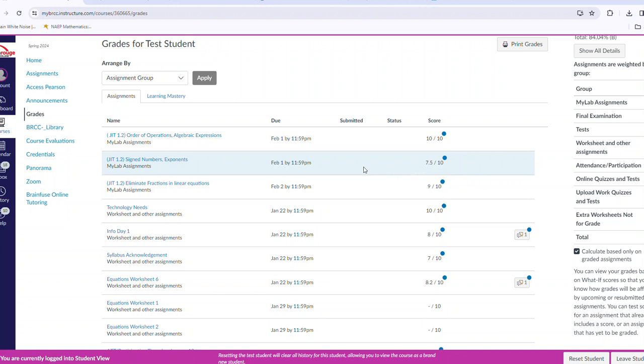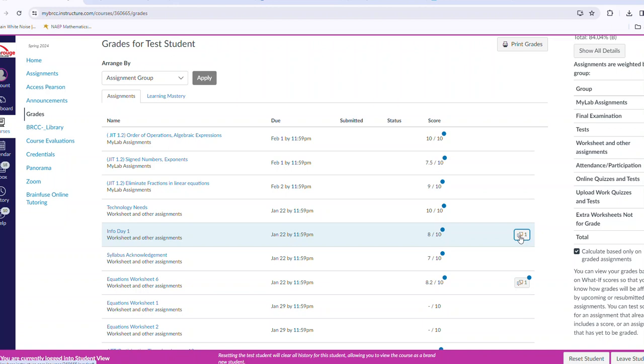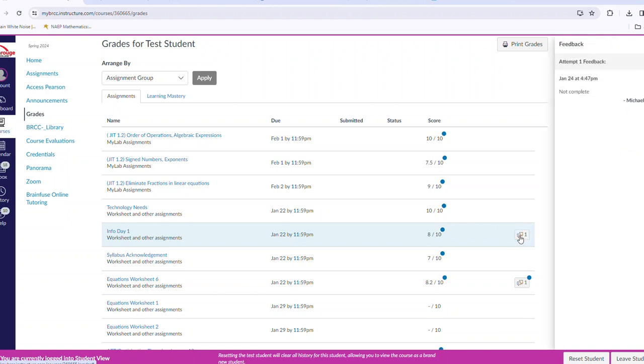Now, right here, see right here? This is important. So if I click on this right here, that's a comment. Let's see what it says. I'm trying to see how to get to that comment. It's supposed to be easier than that. Oh, it says not complete. So there's a comment there. So if you see something like that, then click on it to get to whatever the comment is.